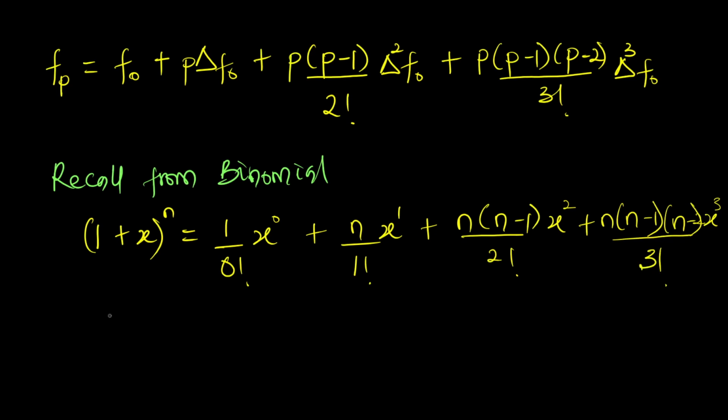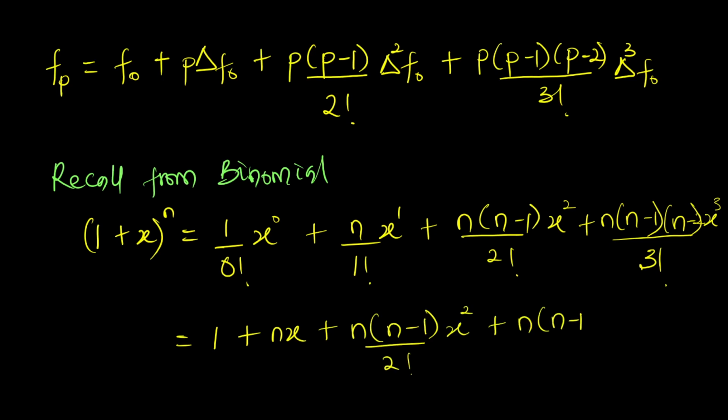So therefore, we are going to have that 1 plus x to the power of n will be equal to 1 over 1, and x raised to the power of 0 is 1. So this is going to be 1 plus nx, because 1 factorial is 1 and x raised to the power of 1 is also x. Plus n into n minus 1 all over 2 factorial x squared plus n into n minus 1, n minus 2 x cubed all over 3 factorial.